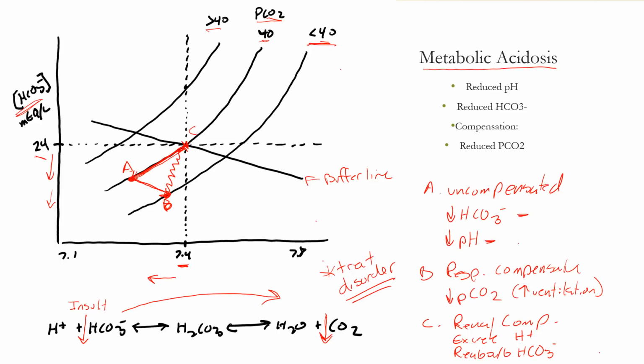So I'm stuck at point B until my kidneys kick in and can help me reabsorb some bicarb and excrete that proton. And they will help me get even closer to 7.4, but I can't get all the way back to my starting position unless I treat that disorder. Otherwise, I'm going to continually be producing too many acids. So if I was going to diagnose metabolic acidosis, look for a drop in the pH, a drop in bicarb. So those two tell me it's metabolic acidosis, and my compensation is a reduced PCO2.